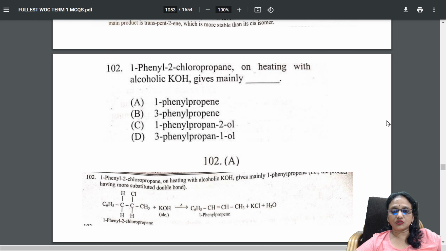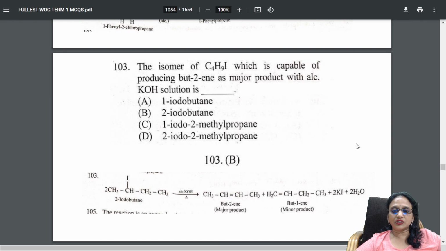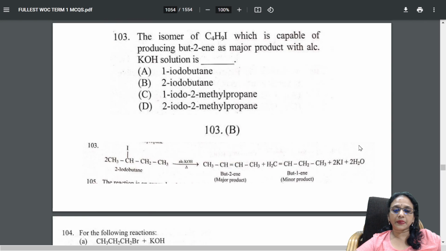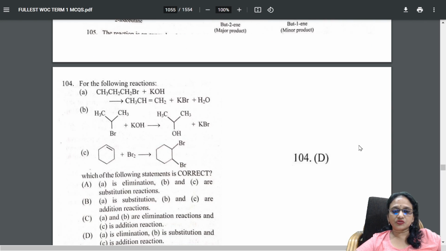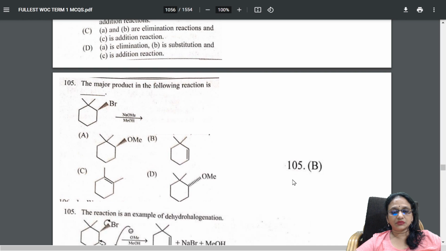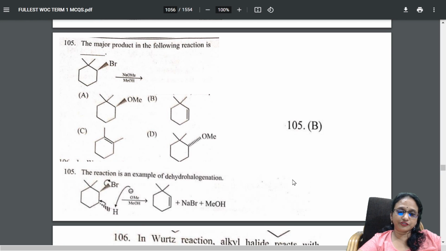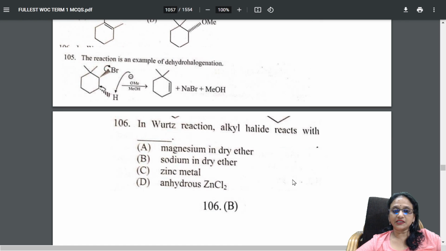One more reaction with alcoholic KOH. Everywhere you get alkenes only, students. One more with alcoholic KOH. So here again, one more alcoholic KOH elimination. They've given you a list of three questions. You should see which is elimination, which is substitution, which is addition. So the major product in the following reaction is nothing but your sodium methoxide forming an alkene. This is one more formation of alkenes.